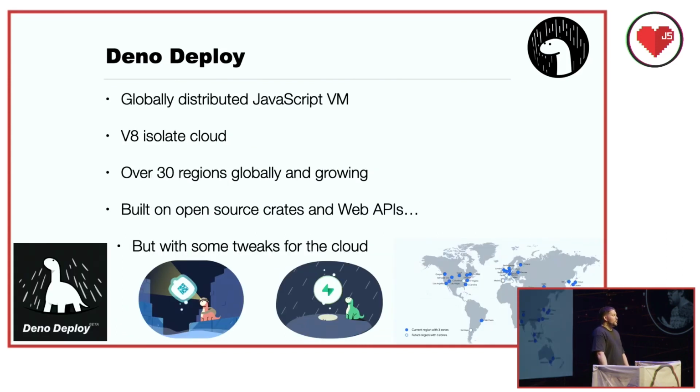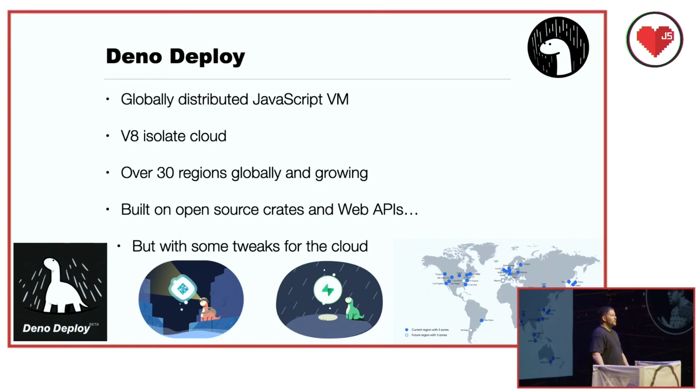Then I wanted to mention Deno Deploy really briefly. This is not a product pitch, but this is a Deno product. It does have a generous free tier if you wanted to go play around with it. It is essentially a globally distributed JavaScript VM. So it's basically a V8 isolate cloud. Think something similar to Lambda functions, but at the edge.